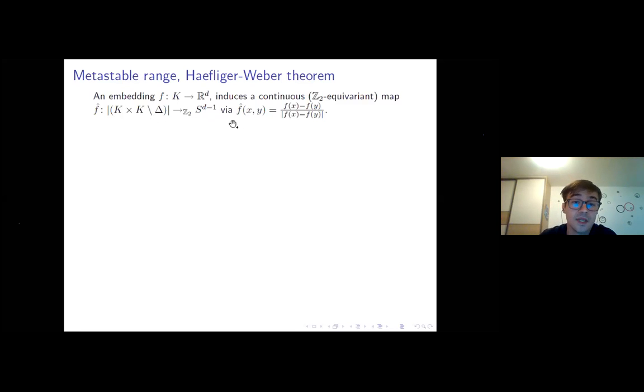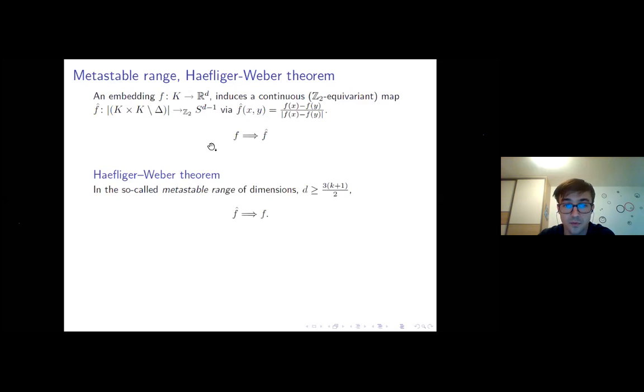So I can define this map. I can take a product of the simplicial complex with itself and delete the diagonal, and then define the map f hat as follows. Now it goes to a sphere of dimension one less. This is a continuous map, by the way. And the group Z2 acts by flipping the coordinates here. We have x and y coordinates, and it flips them. This is a free action, and it acts antipodally on the sphere as well. So every time we have an embedding, I will have a map like that.